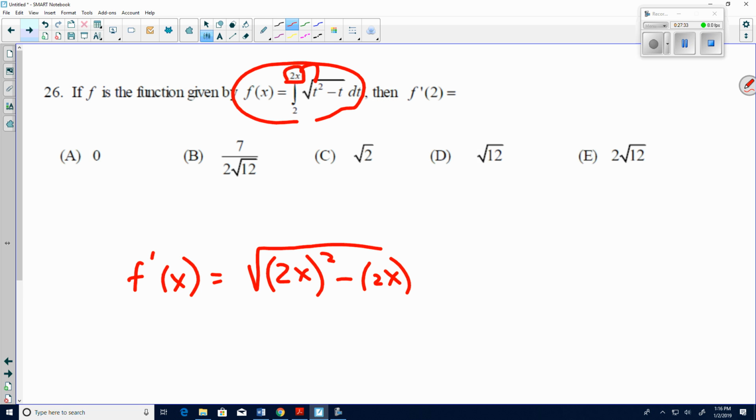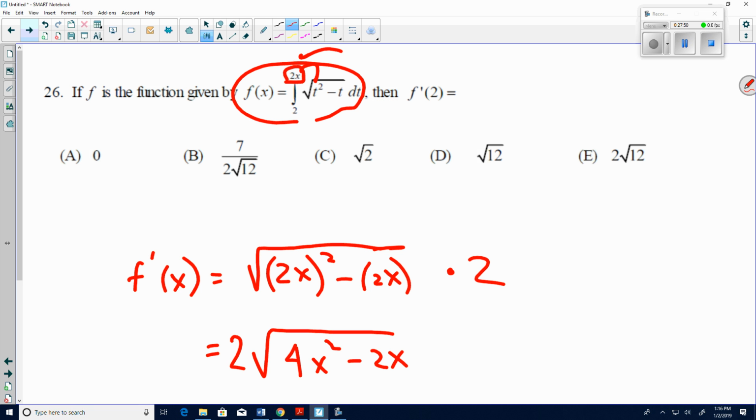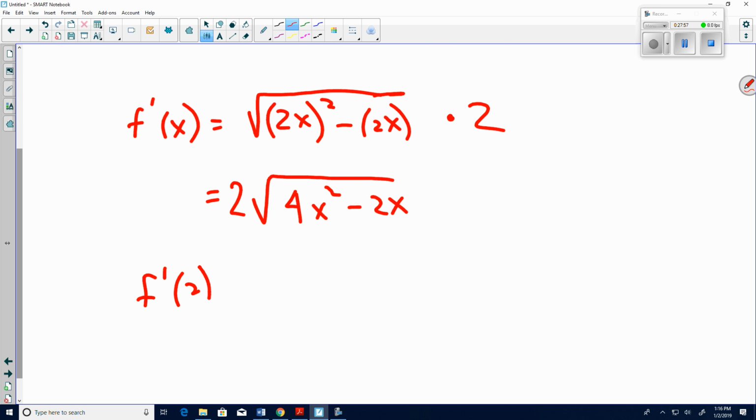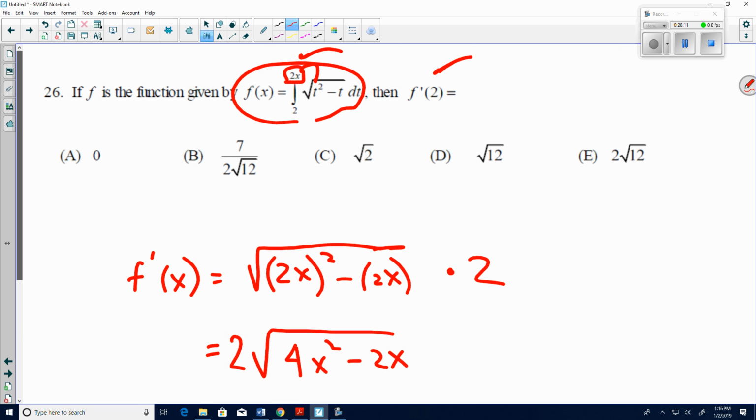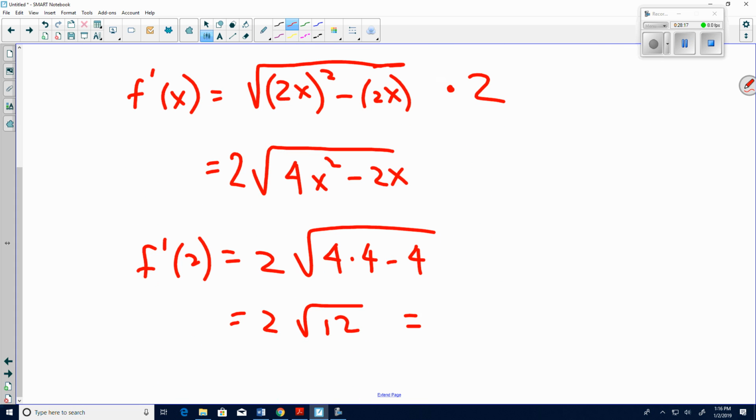The interesting part here is that we do have to use the chain rule. So follow this by the derivative of 2x, which is 2. Cleaning that up a little bit, we have 2 times the square root of 4x squared minus 2x. Last thing we have to do is evaluate this when x is 2. So f prime of 2 is 2 times the square root of 4 times 4 minus 4, which is 2 square roots of 12. Is that a choice, or did they clean up the radical? 2 square roots of 12, there we are. If we cleaned up the radical, that would be 4 square roots of 3. Be able to do that if you have to, but we didn't have to do it in this problem.